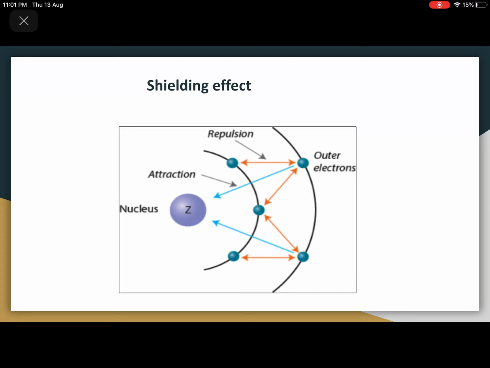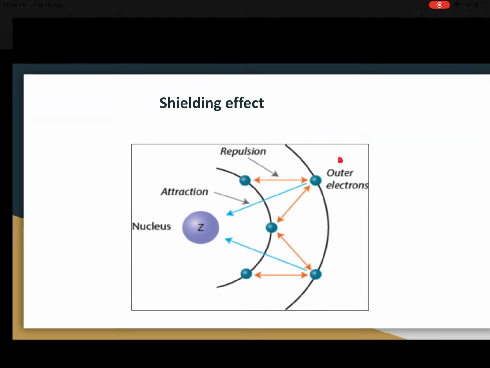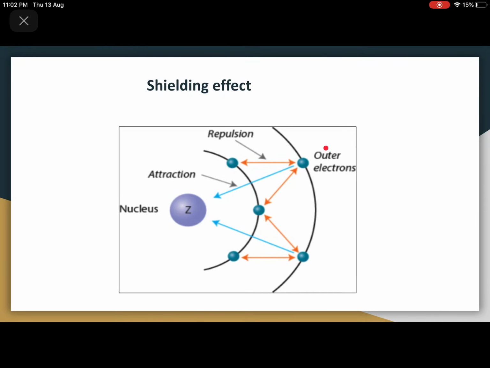Now the shielding effect. As you can see, there are outer electrons and inner electrons. This is the outer orbital and this is the inner orbital. The electrons present in the inner orbital and outer orbital will repel each other. The shielding effect can be defined as a reduction in the effective nuclear charge on the electron cloud. So there will be a decrease in the nuclear charge, and this is called the shielding effect.